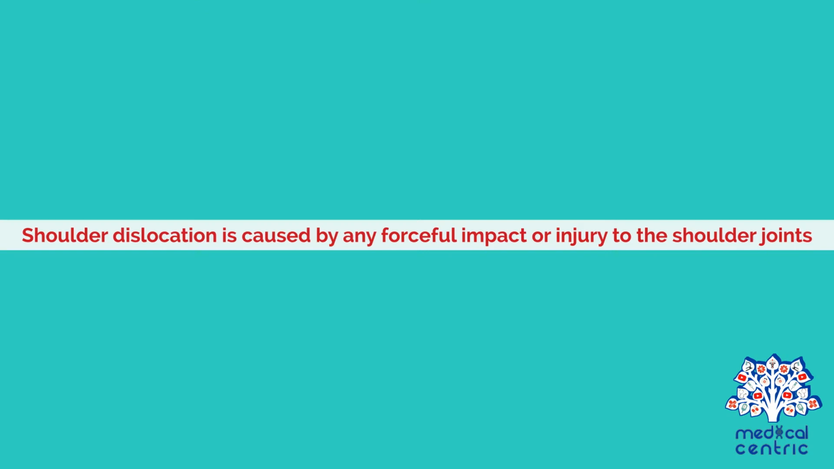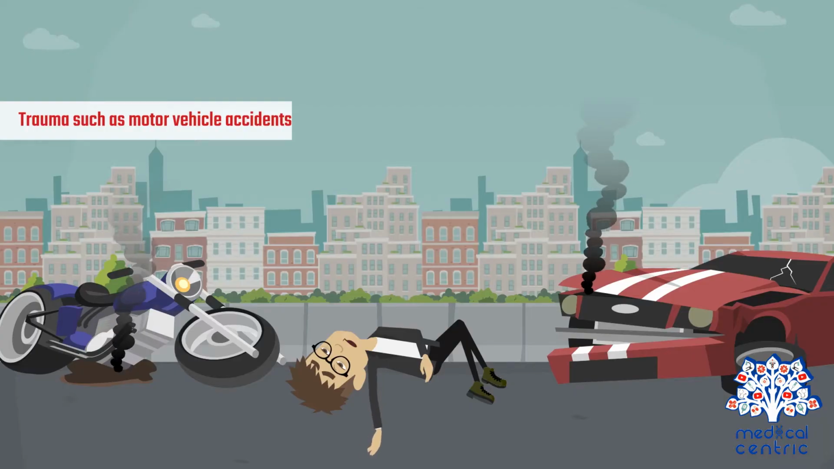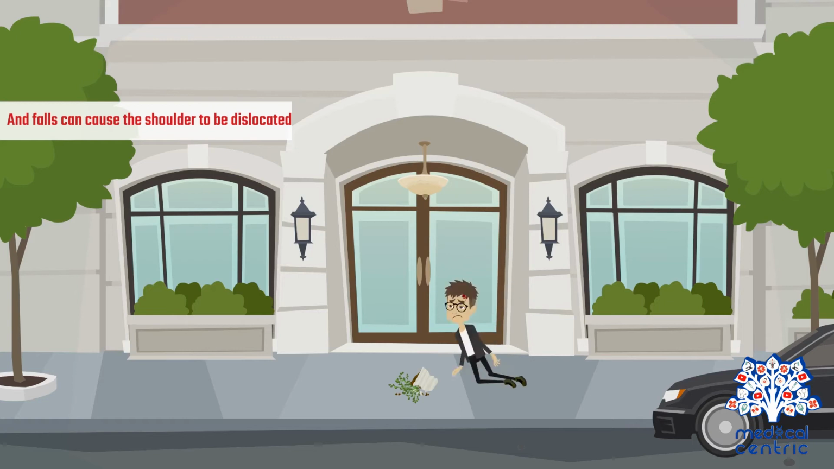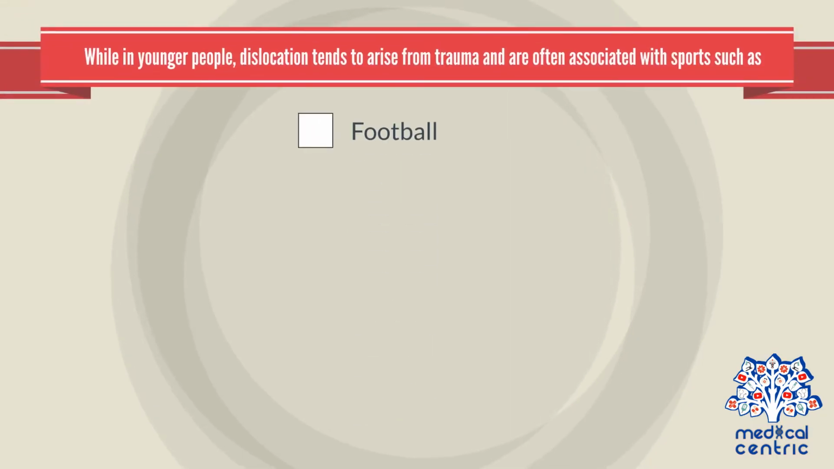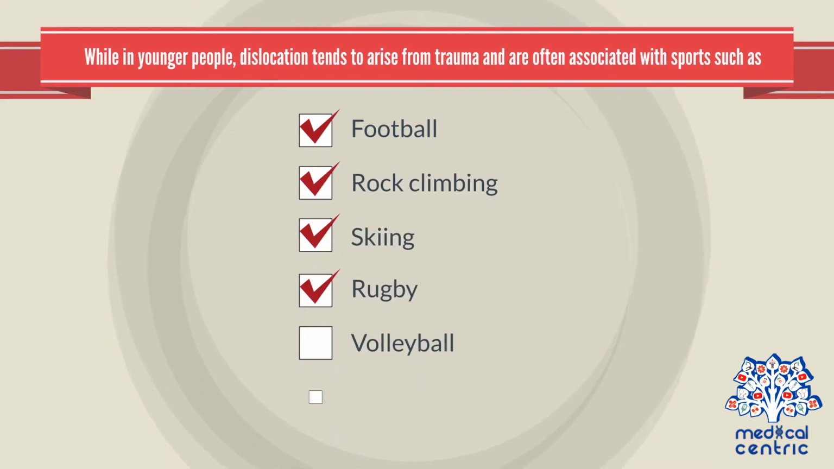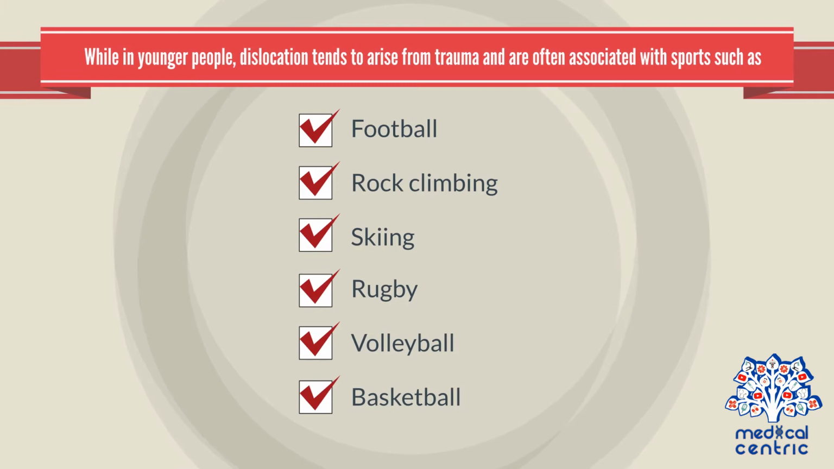Causes: shoulder dislocation is caused by any forceful impact or injury to the shoulder joints. Trauma, such as motor vehicle accidents, sports injuries, and falls can cause the shoulder to be dislocated. In younger people, dislocation tends to arise from trauma and is often associated with sports such as football, rock climbing, skiing, rugby, volleyball, and basketball.